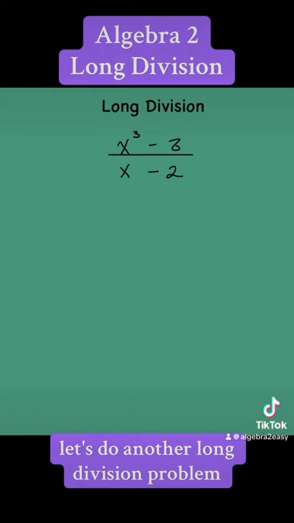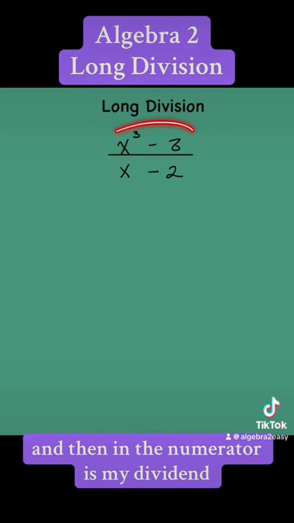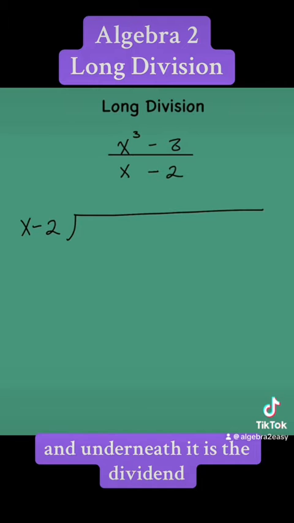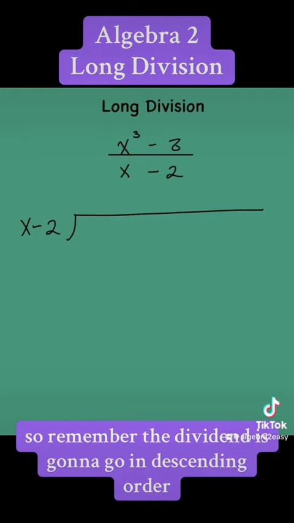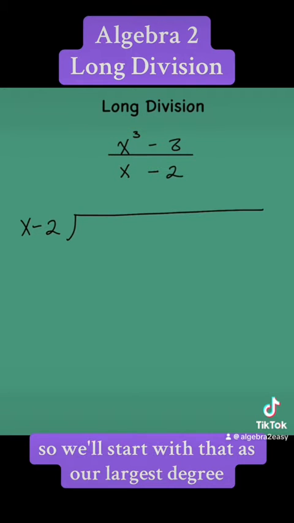Let's do another long division problem. First, we have our divisor, and then in the numerator is my dividend. The divisor, x minus 2, is going to go on the outside of the division bar, and underneath it is the dividend. So remember, the dividend is going to go in descending order. If we look, we have x cubed, so we'll start with that.